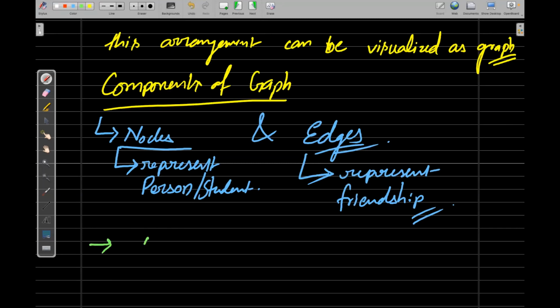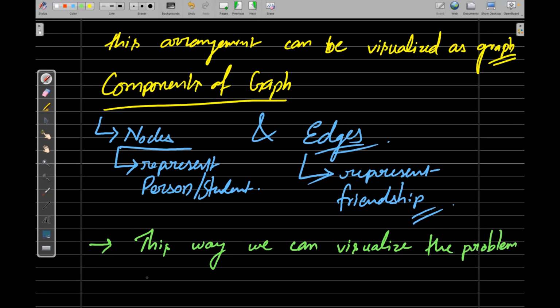Let me add this. This way we can visualize the problem in the form of a graph. Yes or no? Correct. Now let's move on to the other part.